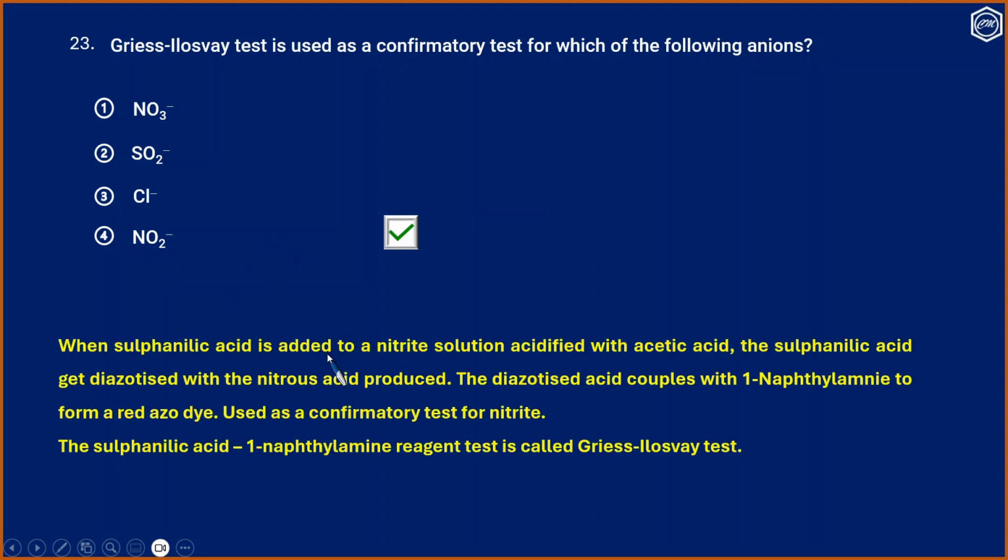When sulfanilic acid is added to nitrite solution acidified with acetic acid, the sulfanilic acid gets diazotized with the nitrous acid produced. The diazotized acid couples with 1-naphthylamine to form a red azo dye, and it is used as a confirmatory test for nitrite. The sulfanilic acid 1-naphthylamine reagent test is also called Griess-Ilosvay test.